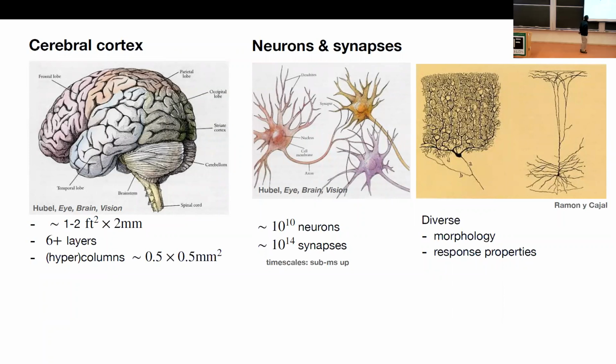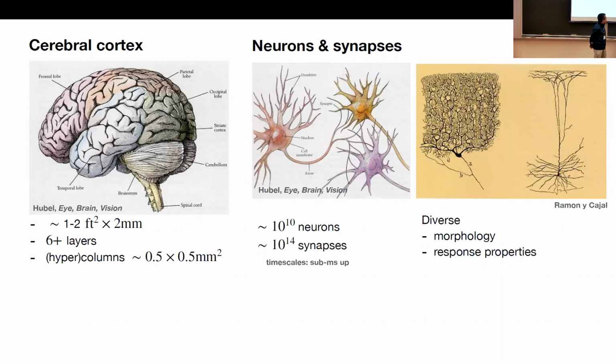So there are some dimensions. If you flatten it, it's a couple of square feet and a couple of millimeters thick. So it's a pretty flat structure, and it's divided into layers, depending on how you count, 6-ish layers, but actually a lot more. And then vertically organized into columns of 0.5 millimeter squared, roughly. And about 10 to the 10th neurons, 10 to the 4th synapses per neuron. These are rough numbers that you'll hear.